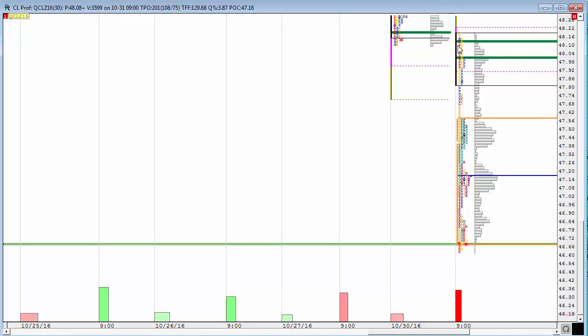The profile today, which was definitely a trend day down, and we can see that by the shape of the profile, which is very narrow, thin, with very little.